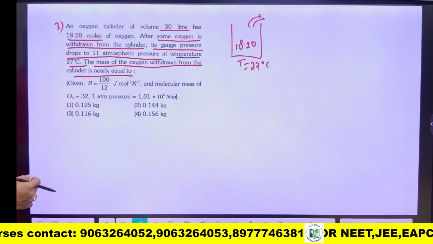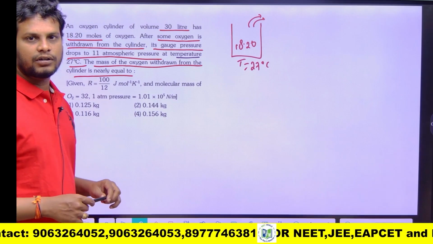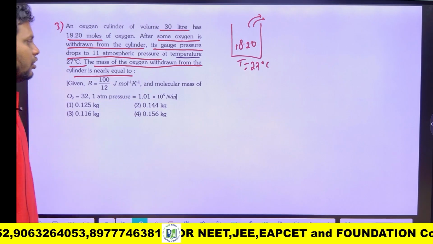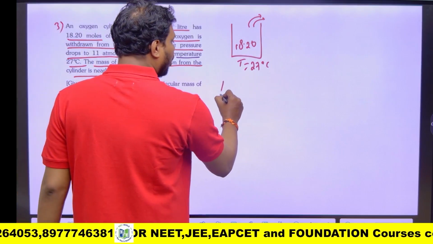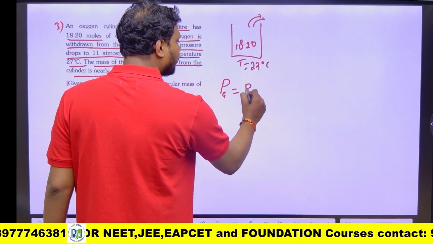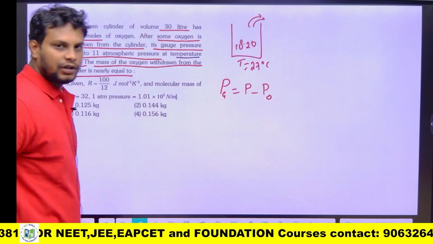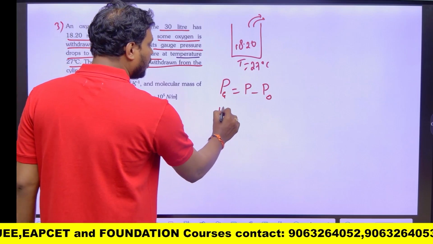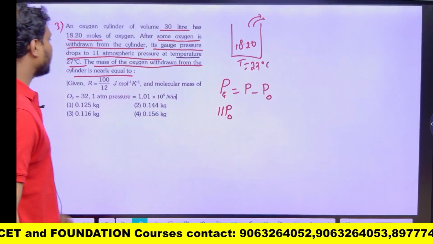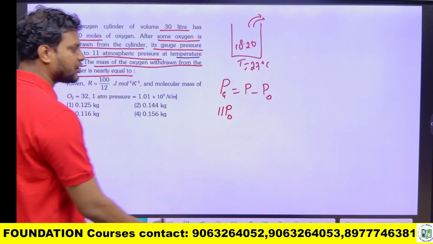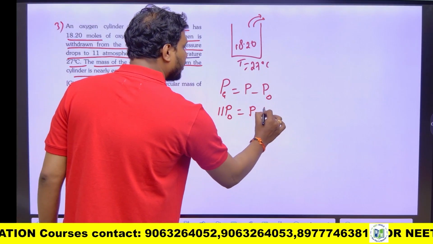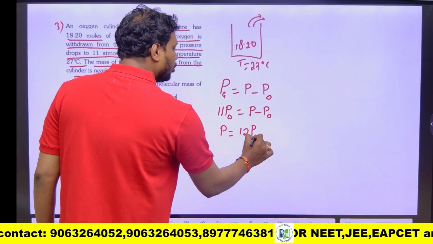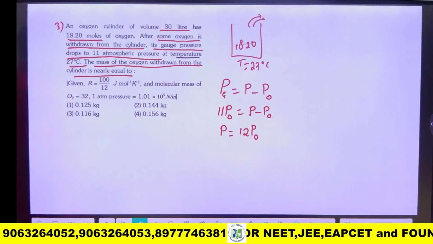For this, first let us find out what the pressure is, because they gave the gauge pressure drops to 11 atmosphere. So we have one formula, that is gauge pressure is equal to pressure minus atmospheric pressure. Okay, pressure of a gas minus atmospheric pressure. This gauge pressure drops to 11 atmospheric pressure. So they gave it drops to 11 atmospheric pressure, that is equal to P minus P naught, or the actual pressure is equal to 12 P naught. So 12 P naught is the actual pressure of the gas.